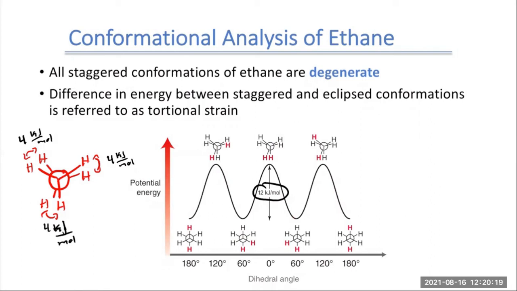So all of our staggered conformations we consider degenerate because they have the same energy. And the reason that staggered conformation possesses a more favorable interaction is because an occupied molecular orbital and an unoccupied molecular orbital are interacting with each other. And so that interaction causes the energy to become lower in a staggered conformation.